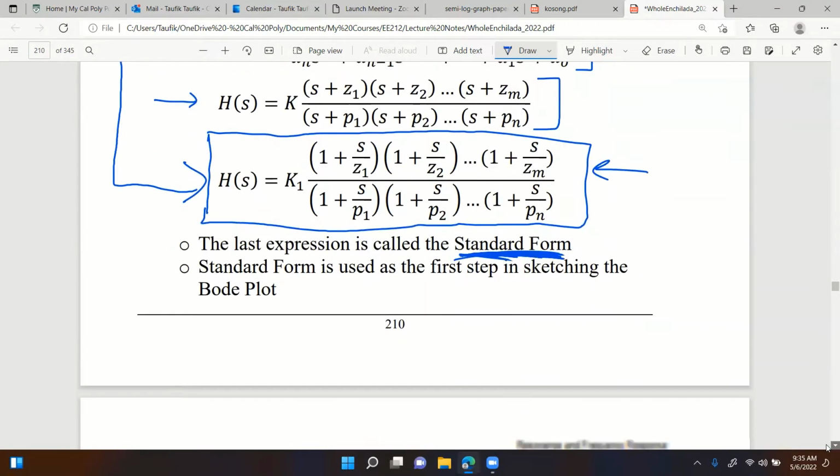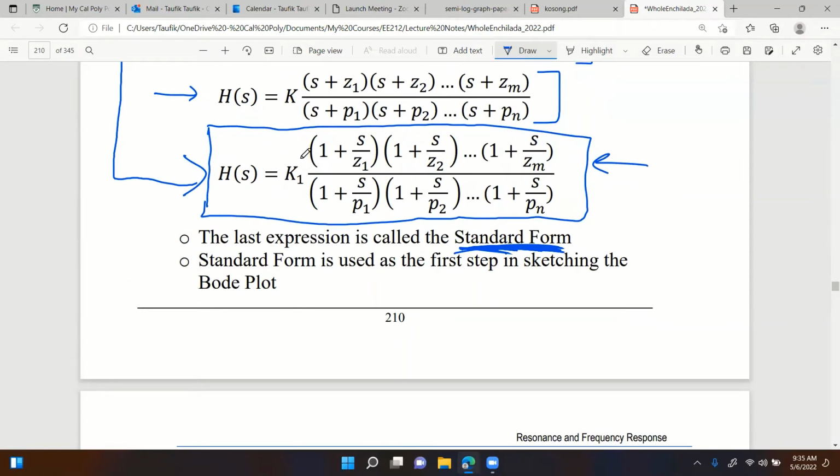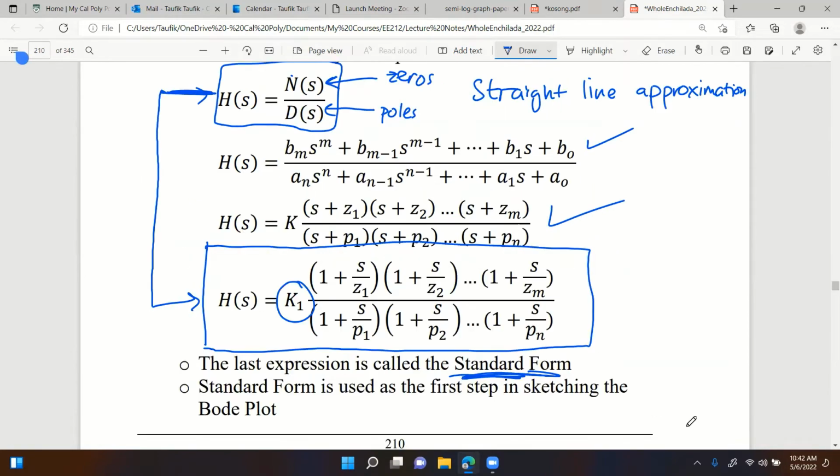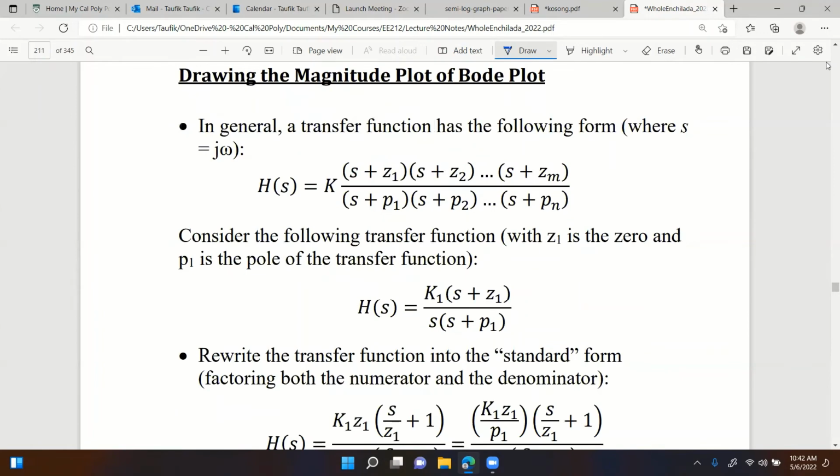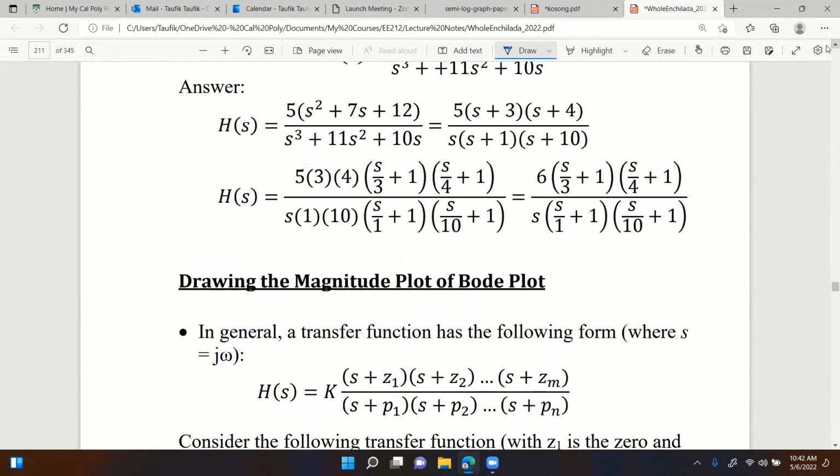K1 here is a constant. K1 is the constant of the transfer function. Z1, Z2, Zn are the zeros of the transfer function. And P1, P2, and Pn are the poles of the transfer function. So again, standard form is used as the first step in sketching the Bode plot. Once you write it that way, then you can start sketching the Bode plot.